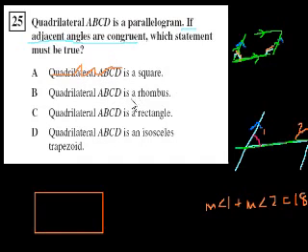ABCD is a rhombus? No, in a rhombus all the sides have to be equal to each other. They didn't tell us that. ABCD is a rectangle? Sure, because we know all of the angles now are 90 degrees. And that is choice C.